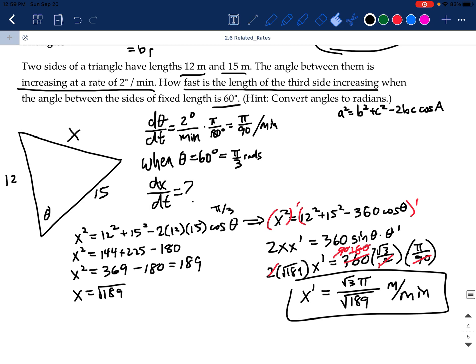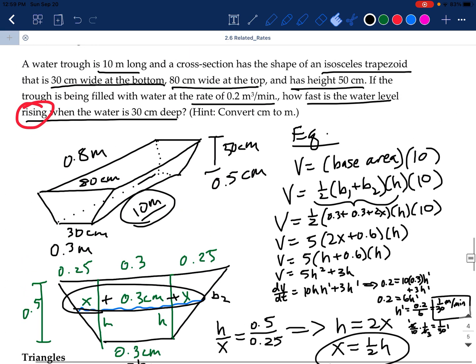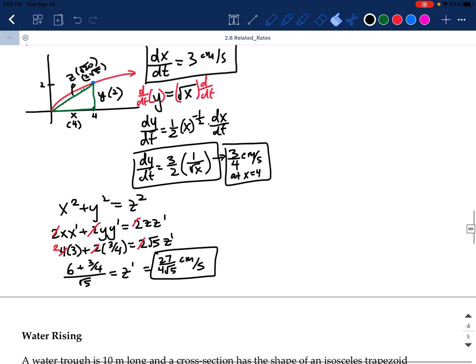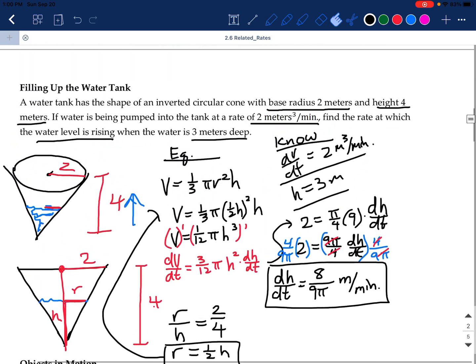So apologies for the error there, but you can just skip through it. So we'll end up with rad 3 pi over rad 189 meters per minute. So, you know, law of sines, law of cosines, definitely something you should review. Dealing with nice geometric shapes, so isosceles trapezoids, isosceles triangles, right triangles with specific relationships. So 45, 45, 90, 30, 60, 90. As well as circular shapes, maybe a pentagon or hexagon here or there as well.